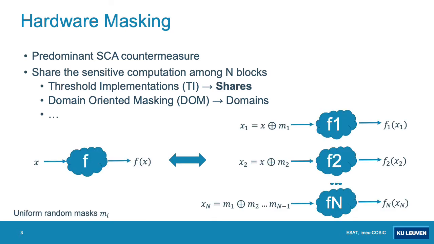Secure function f is split into n blocks, which we will refer to as shares following the TI terminology. What we call masking is the addition of uniform random masks, m_i, to the inputs of each of the blocks. In the case of Boolean masking schemes, which both of the mentioned ones are, this addition simply amounts to the XOR operation. Together, all of these n masked shares are a functional equivalent of f.